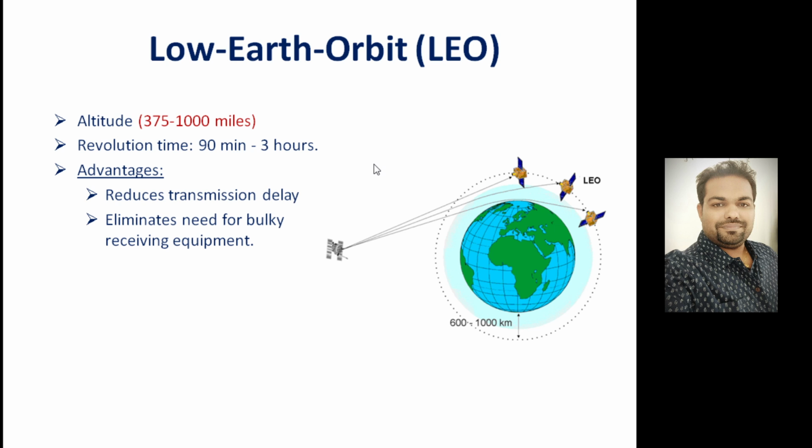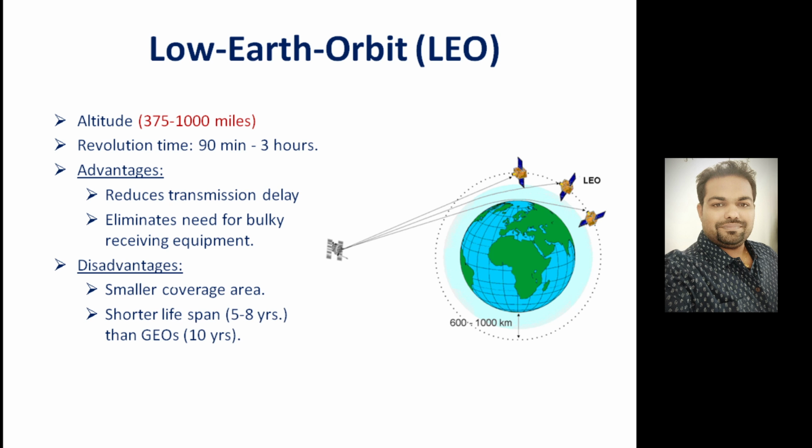So the advantages are reduced transmission delay, right? It eliminates the need for bulky receiving equipment. Whatever signals are coming from low Earth orbit, the receiver size will be smaller. So with a smaller receiver, you can receive the signal at a better frequency range.